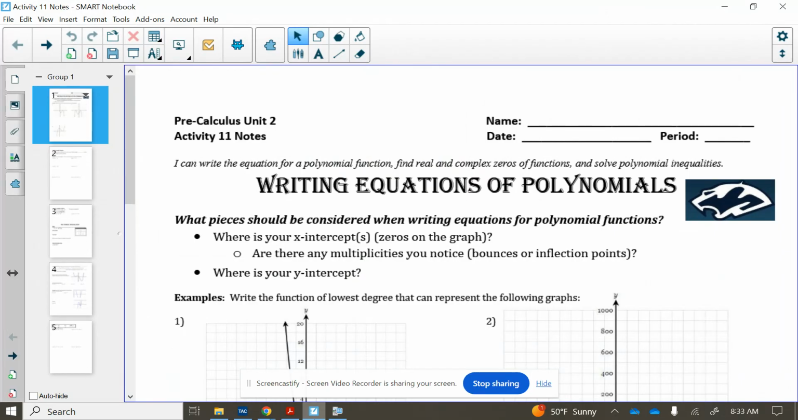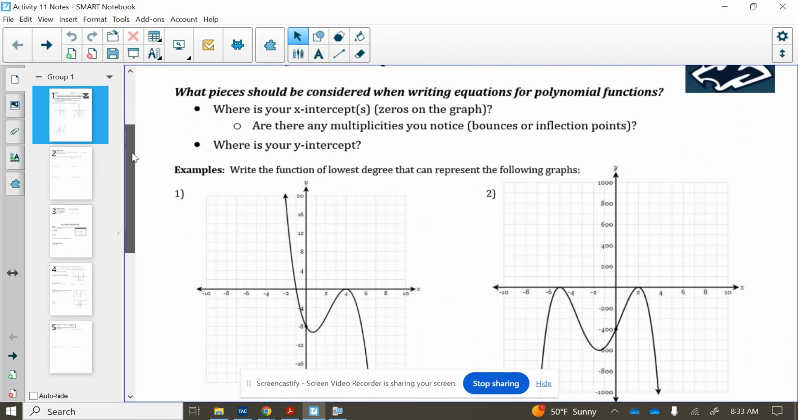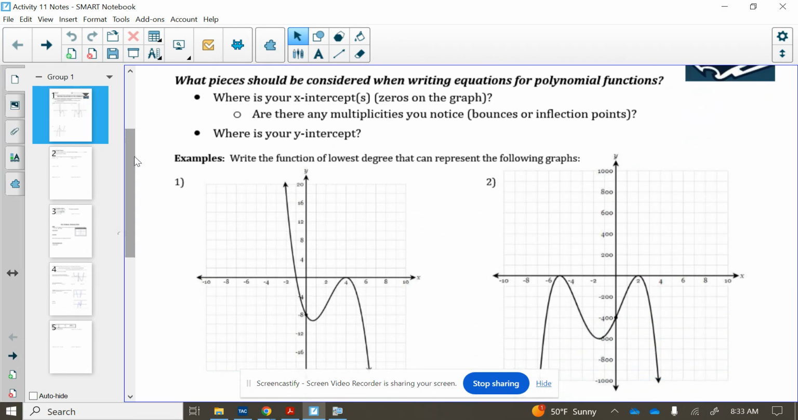So when we are given a graph of our polynomial function, there are some things that we want to look at to be considered to include in our equation of it. Where are our x-intercepts, aka those zeros that we see on the graph, and are there any multiplicities? Do we notice any bounces at those zeros, aka maxes or mins, or are there any inflection points when they're passing through? Because that'll affect the degree at that particular x-intercept.